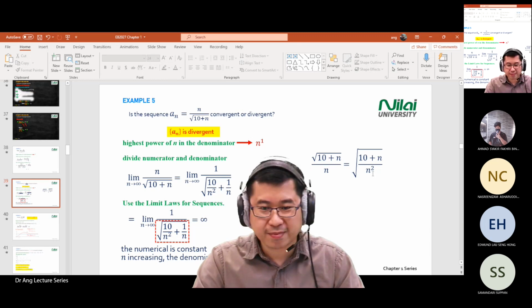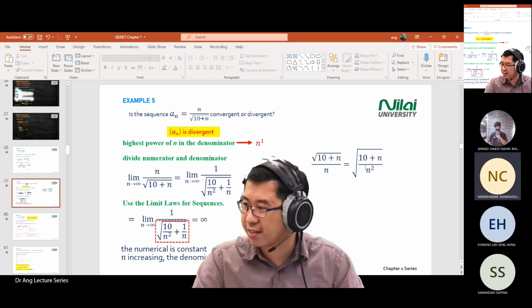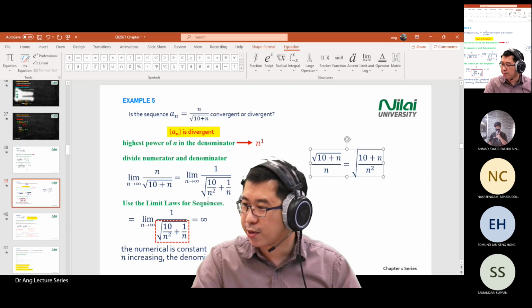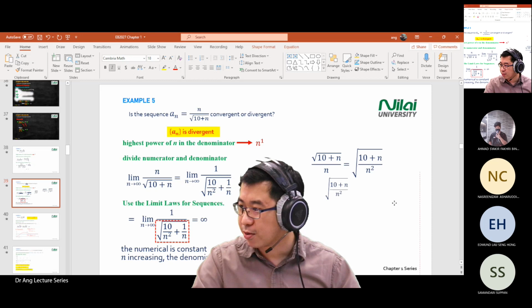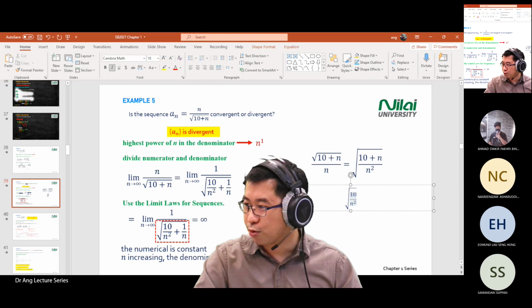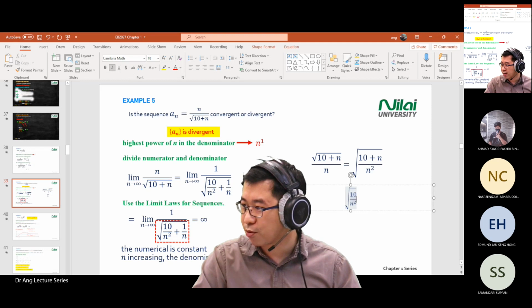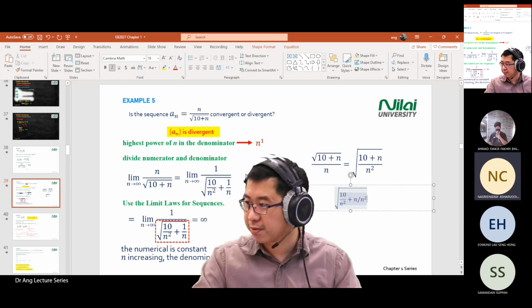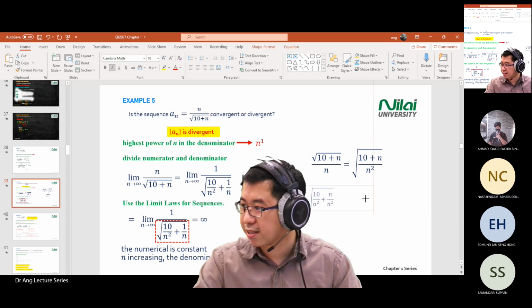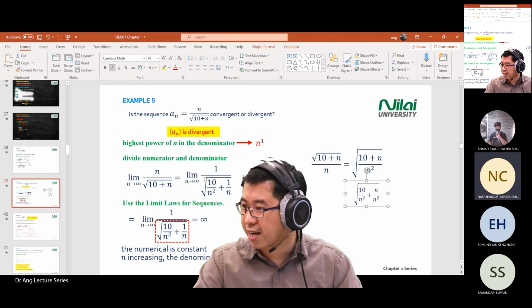Nizam, you see the logic? This one to this one. Then you can break into two operations inside the square root already. So you break into 10 divided by n squared plus n divided by n squared. Then you simplify, you get this one. So n over n square is 1 over n.